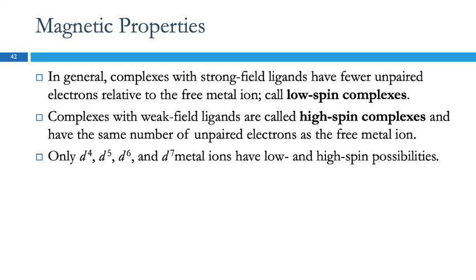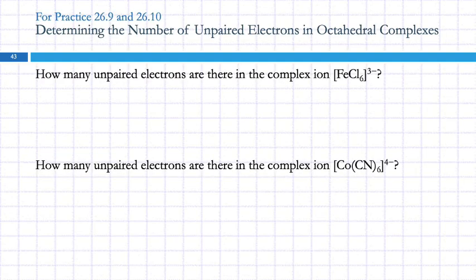We can only have high and low spin possibilities if we have 4 or more electrons. If you have 1, 2, or 3, they're all just going to be unpaired in the lower energy ones, and there's no options. But if you have 4, 5, 6, or 7 electrons, then you can have different possibilities. Okay.